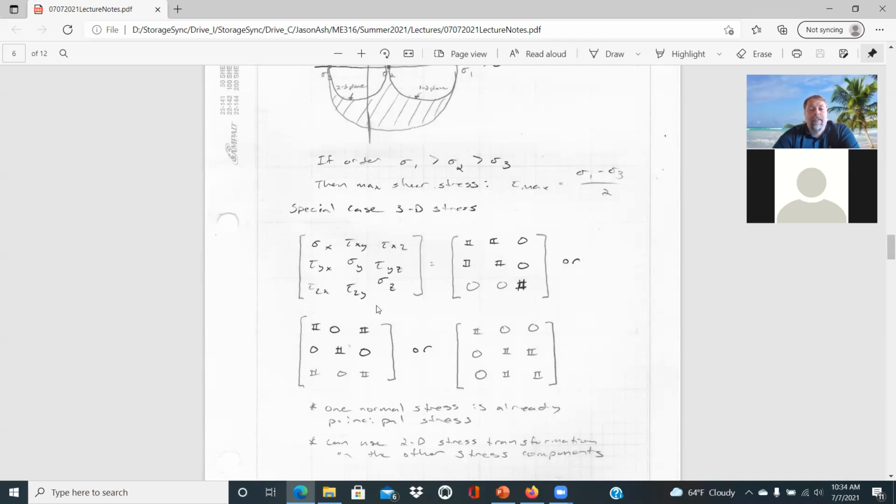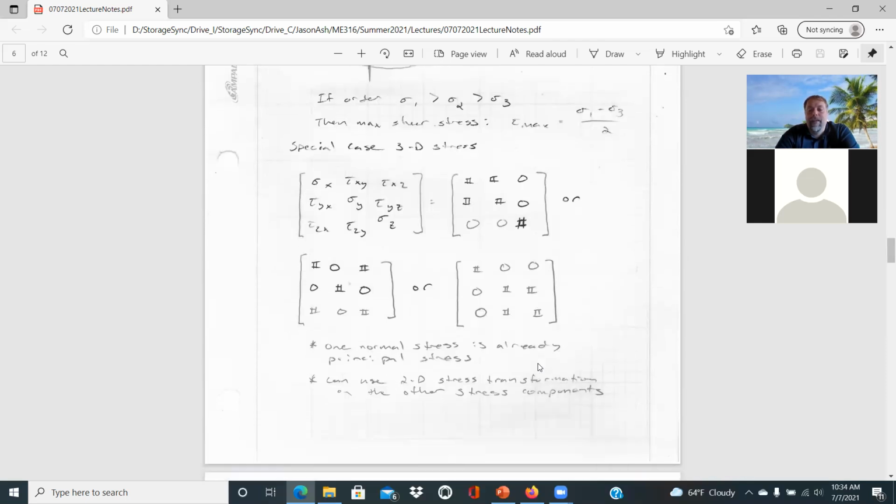And that could happen with any type of orientation. So it could be that your sigma y is a principal stress or your sigma x is a principal stress. And so if you are given a situation like that, you should be able to solve what the other 2 principal stresses are. Since one is already a principal stress, you can use your 2D stress transformations for that.